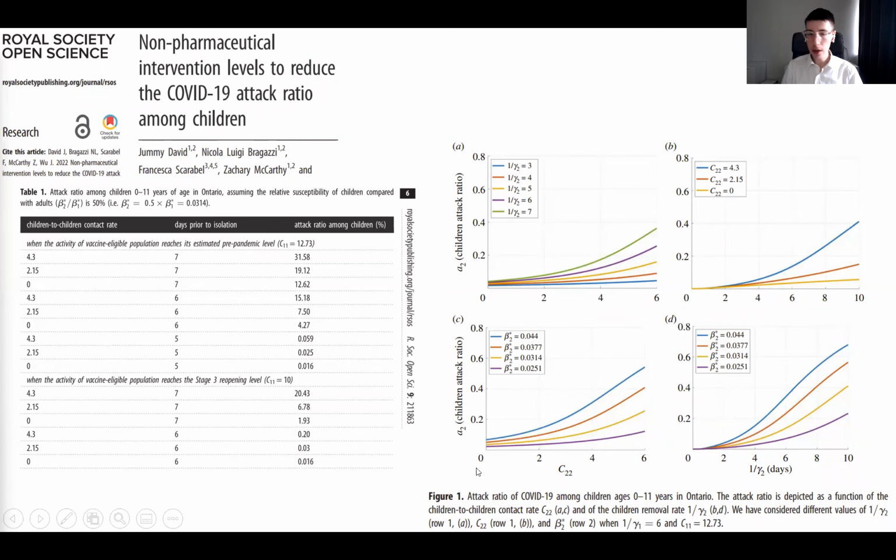And on the right, we see a visual depiction of this attack ratio dependence. So the left-hand column here is the children contact rate, and on the right here is the mean duration of infectivity.